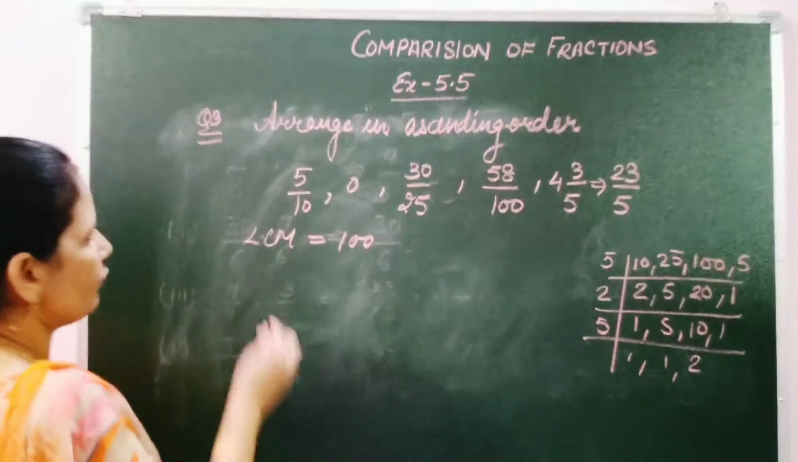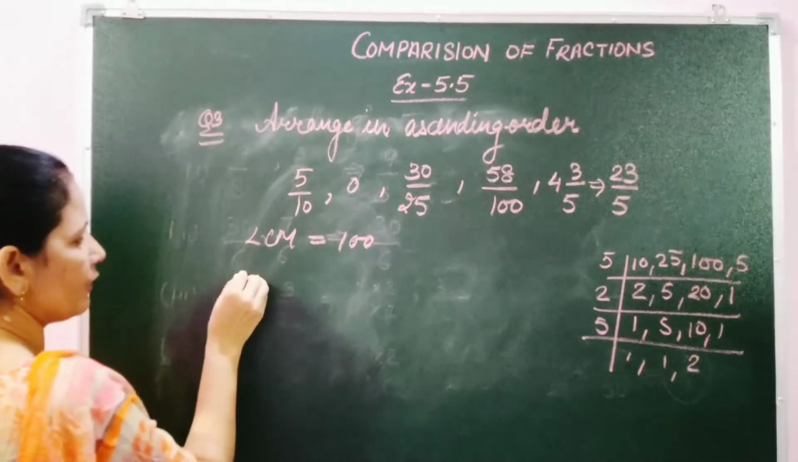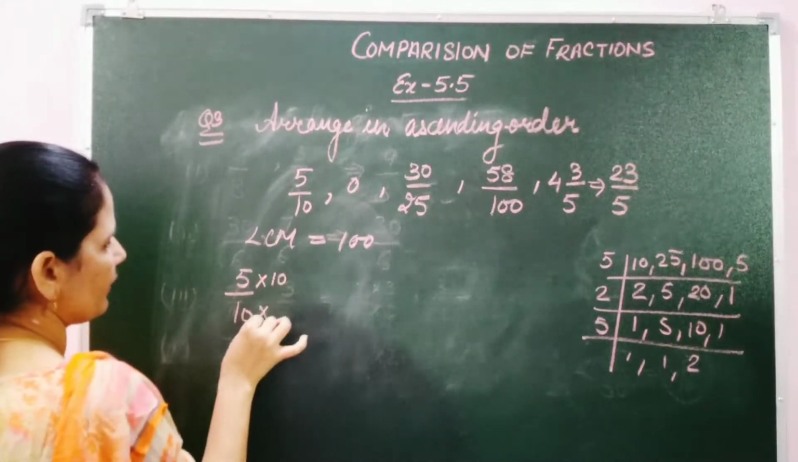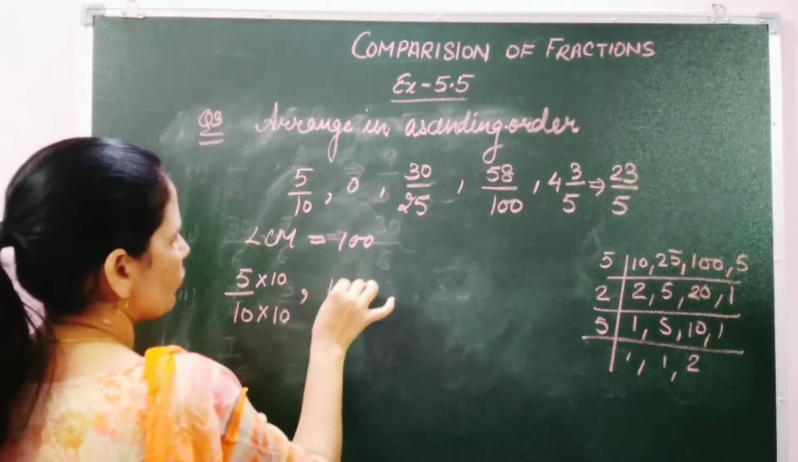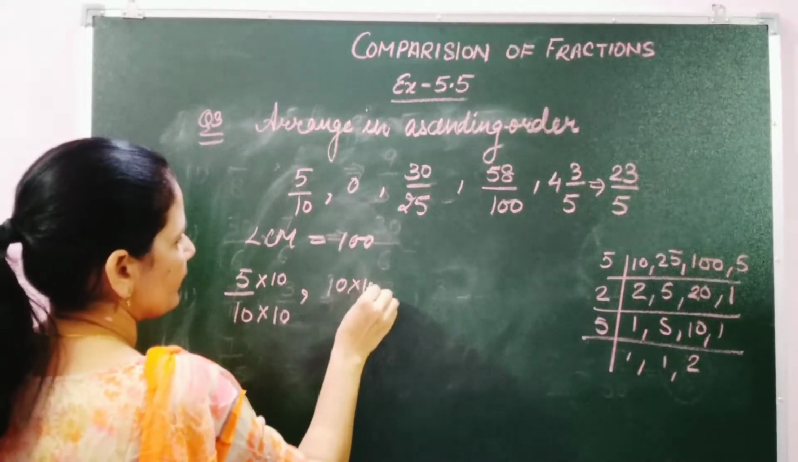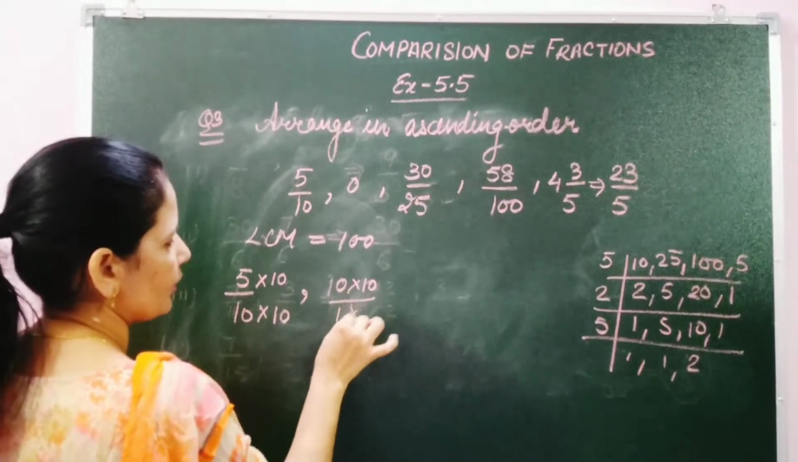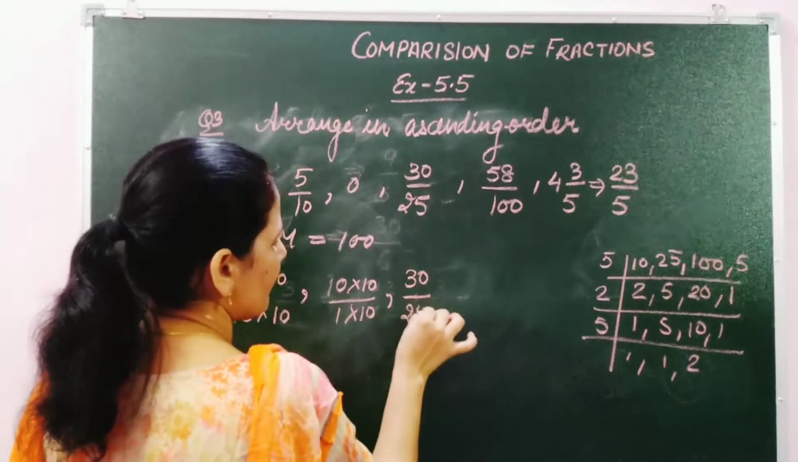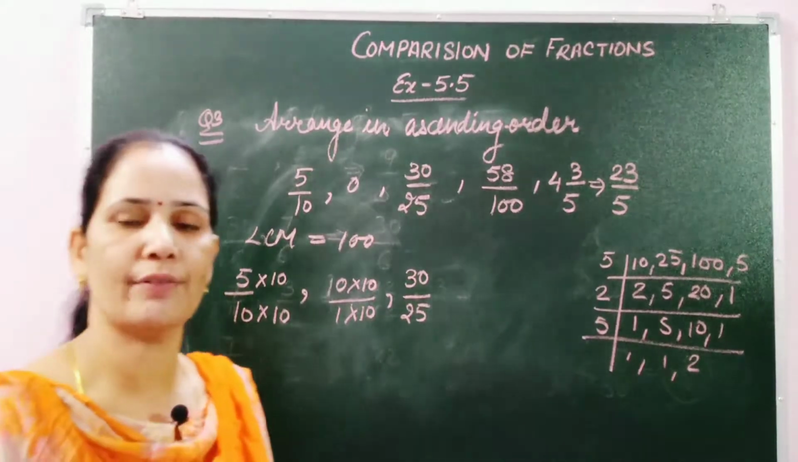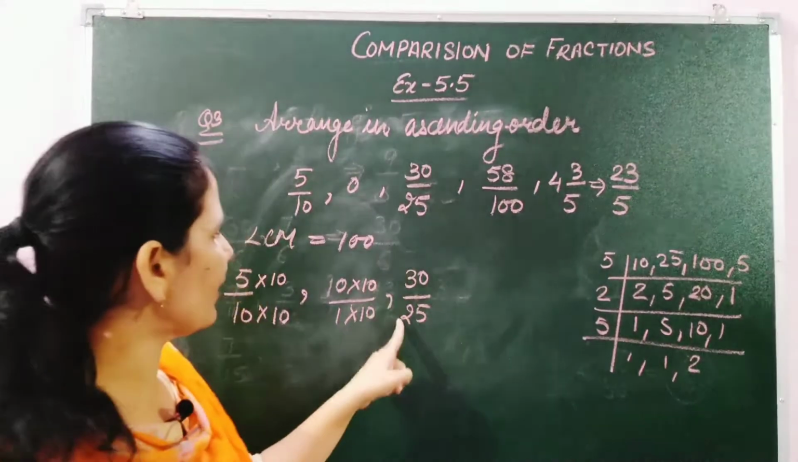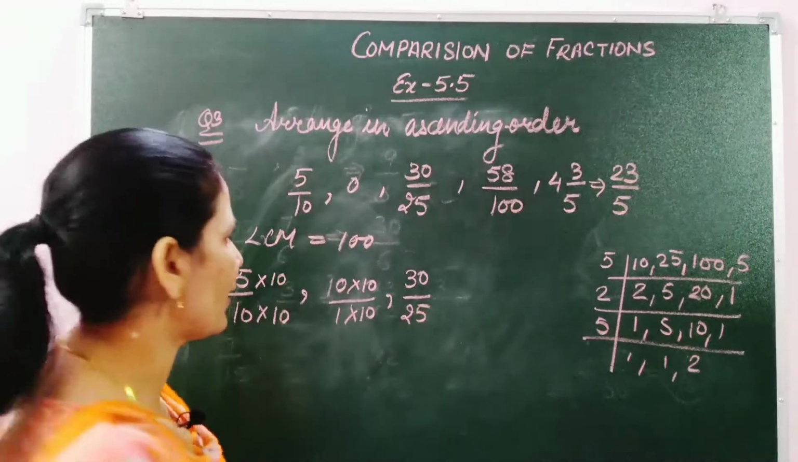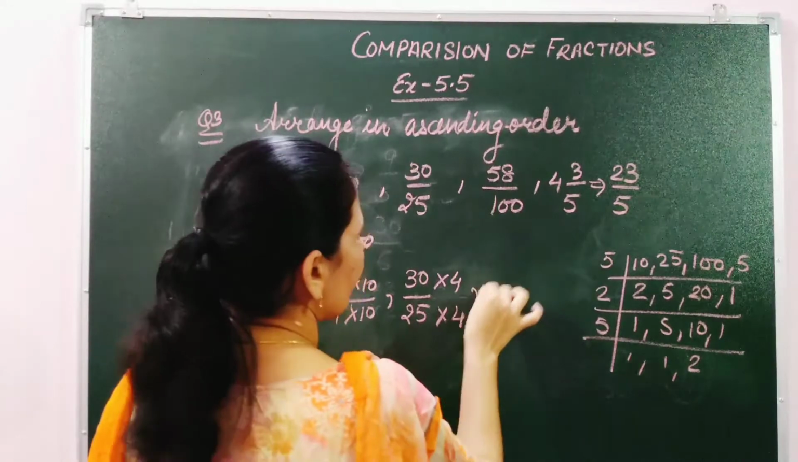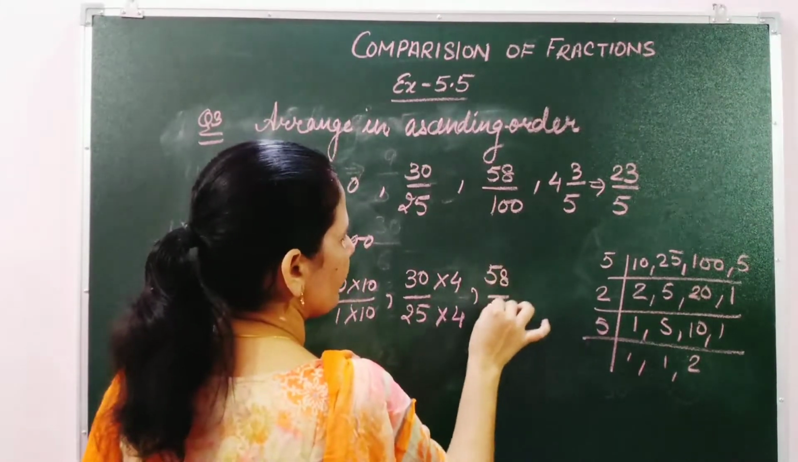So now the first fraction, 5 by 10. If we divide 100 by 10, we get 10. So the first fraction is multiplied by 10. Second is 0. If 0 is multiplied by 10, it will remain 0 only. Third one, 30 by 25. If we divide 100 by 25, 25 4s are 100. So what do we get from here? 4. So this fraction is multiplied by 4. The next one has 100 as the denominator, so there is no change, it will remain the same.